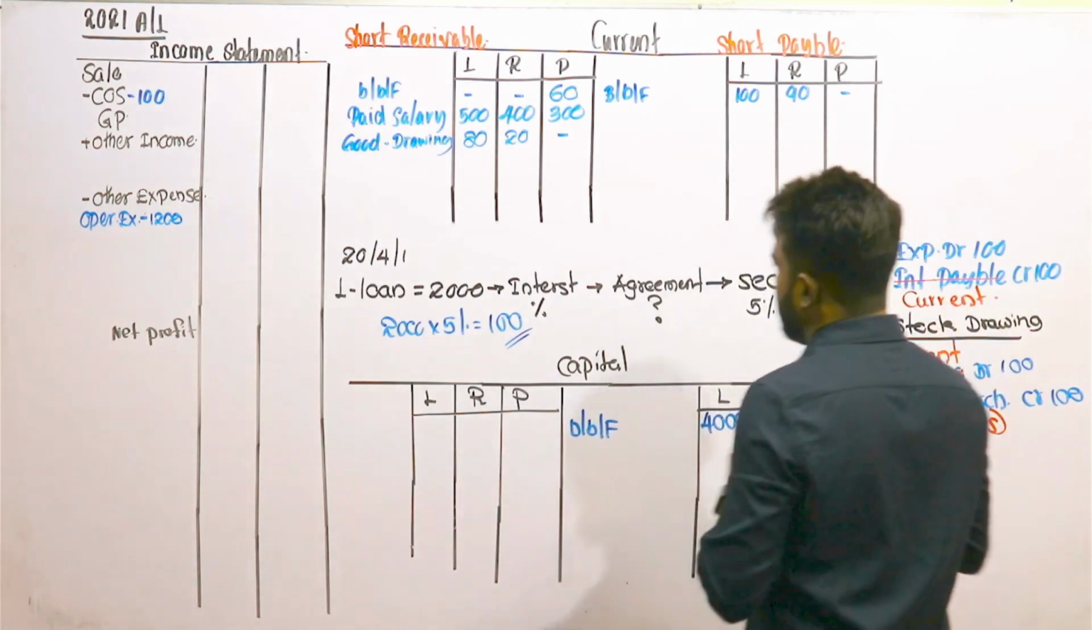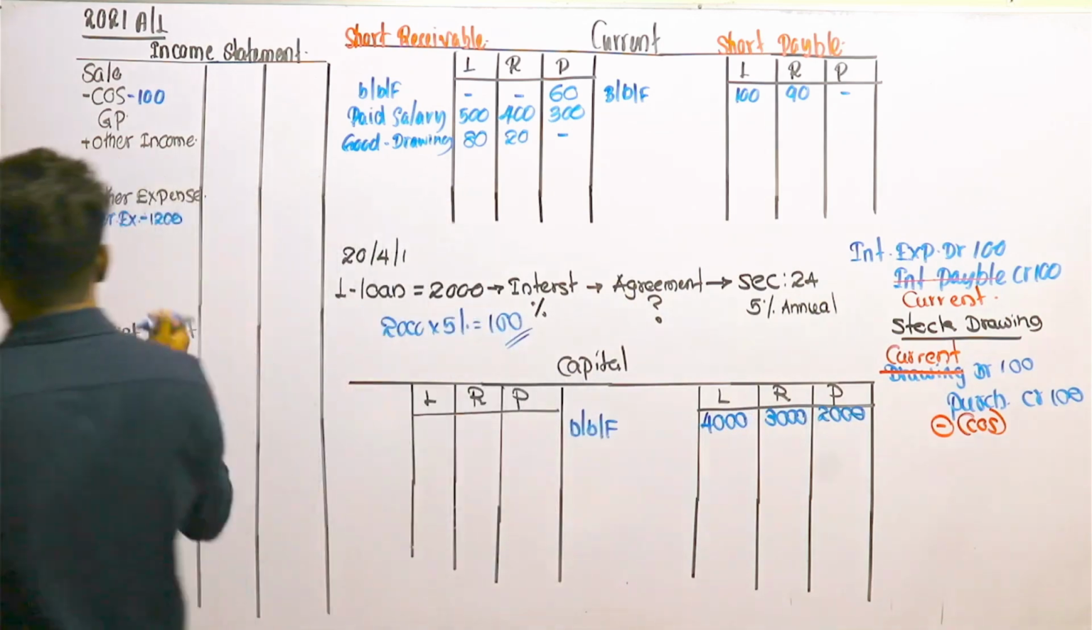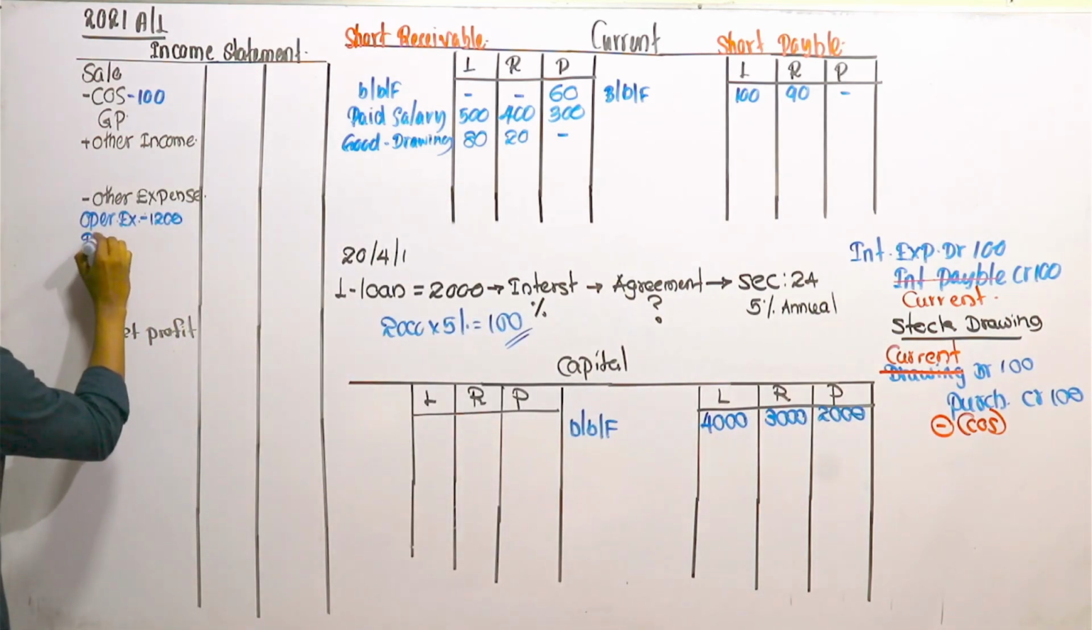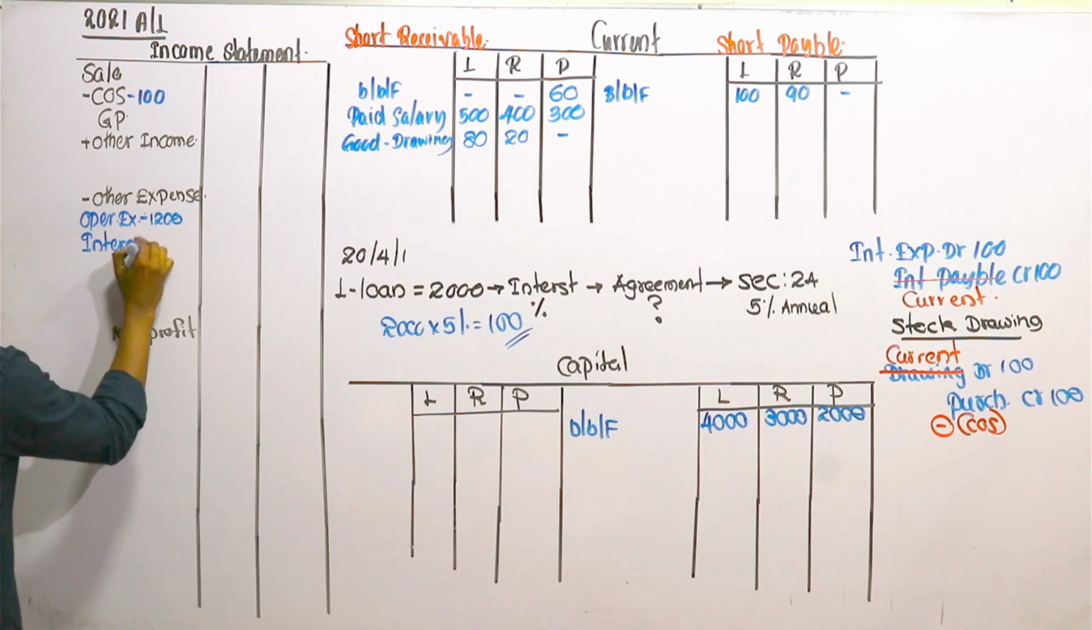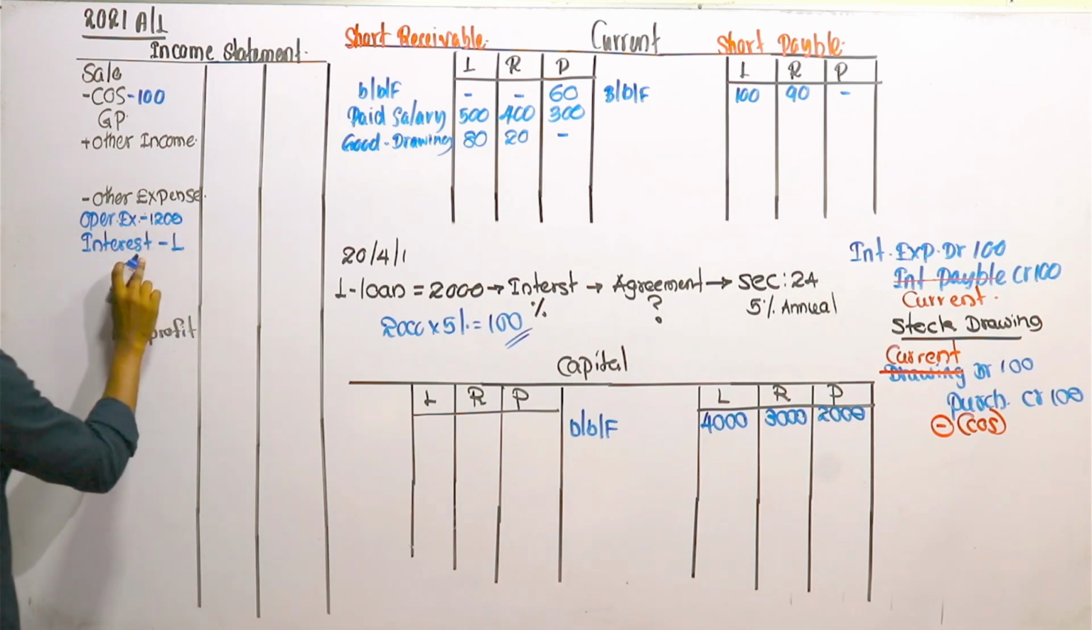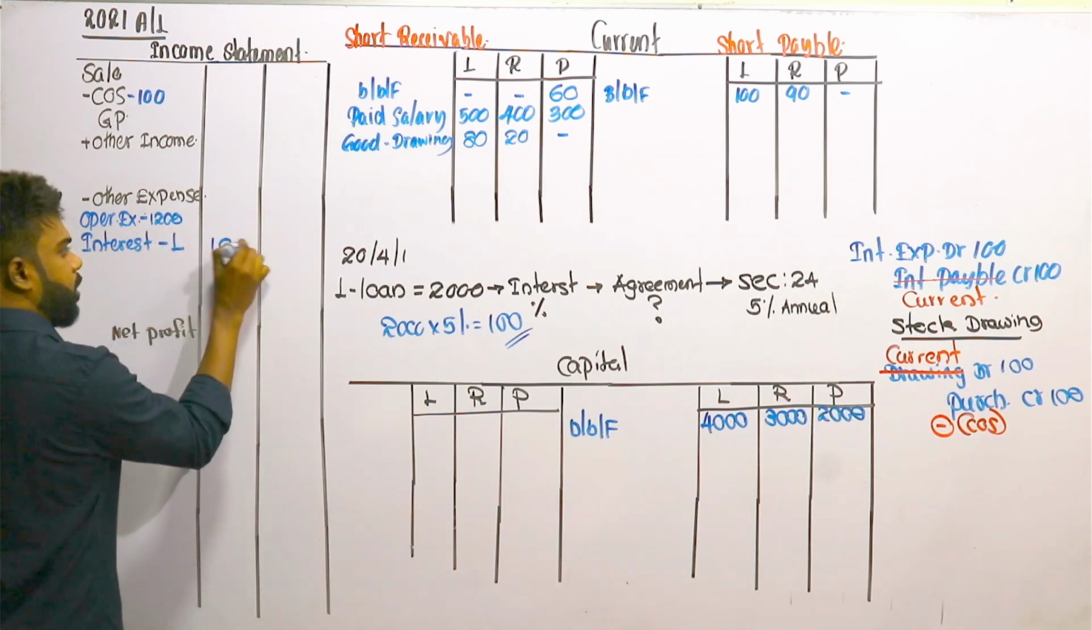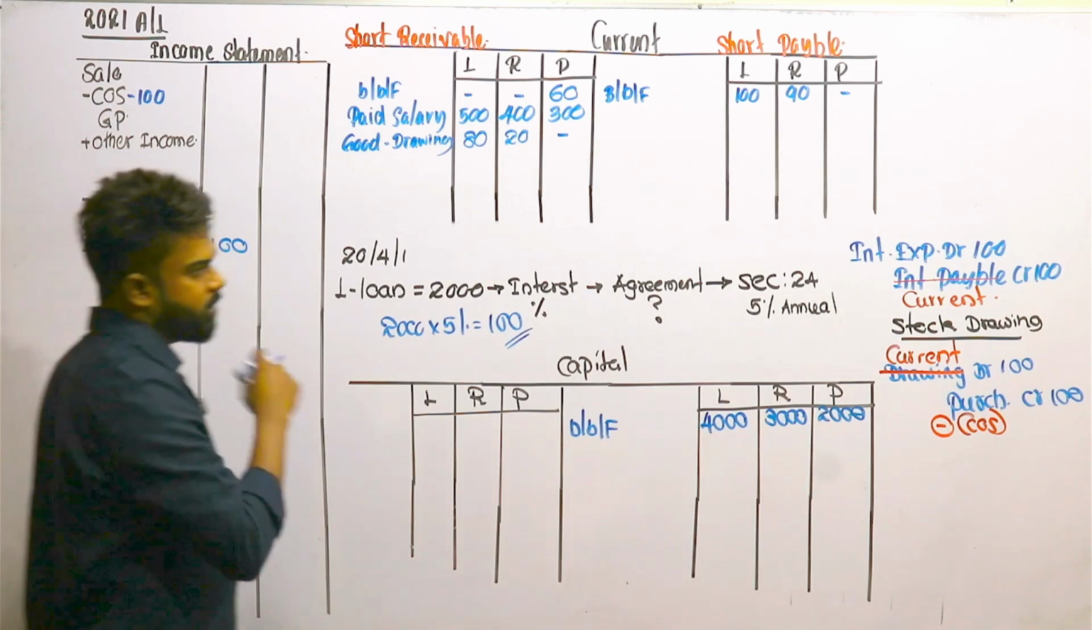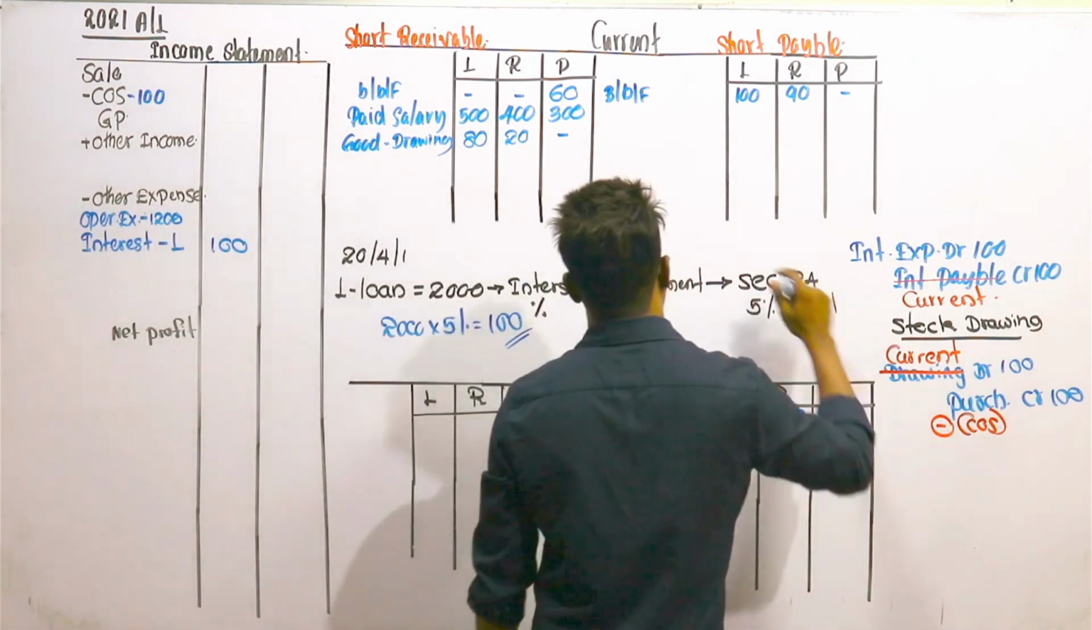Current account. Interest expense debited to here. Other expense. Write down partner name L. 100. This one you can adjust later. Debit. Credit into current account. Payable one credited to here.